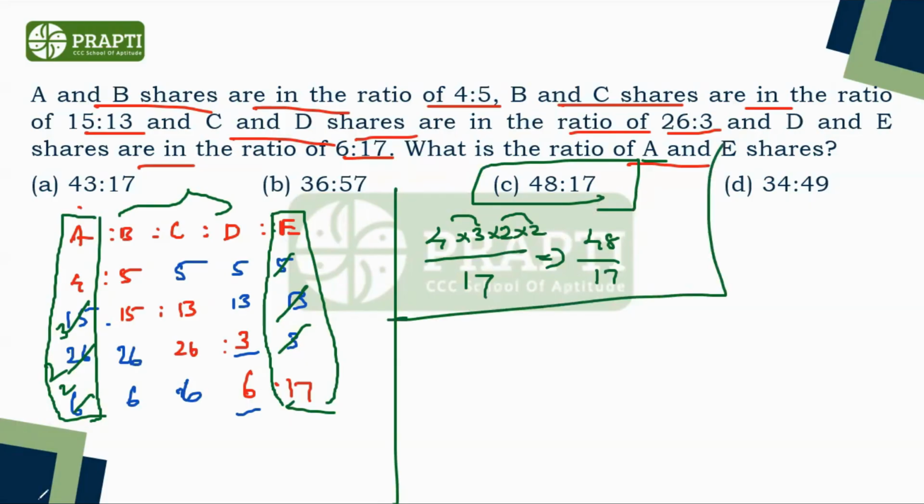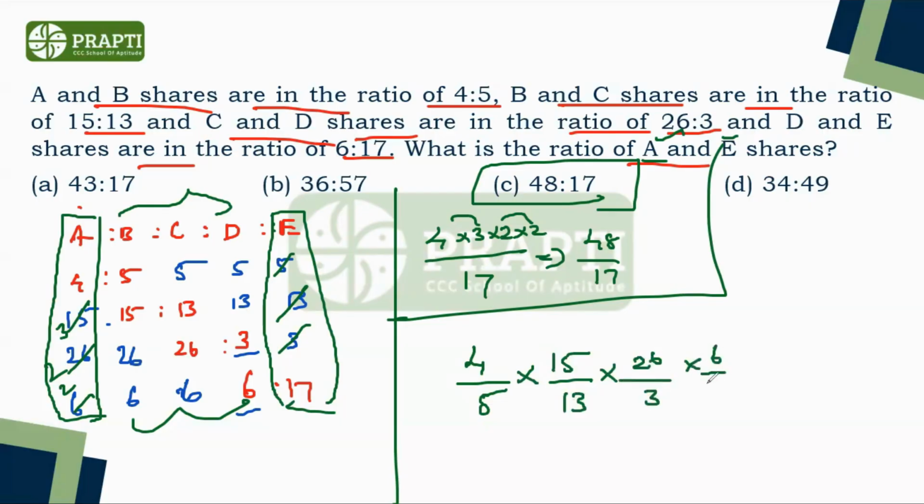In case you find it difficult to write, if you find it lazy to write all these things, we have one more simple logic. Anyway, they are asking the first and the last one. So what you can do, just multiply all the ratios, find the compound ratio. So you just see 4 is to 5, I can make it as 4 by 5 into 15 by 13 into 26 by 3 into 6 by 17.